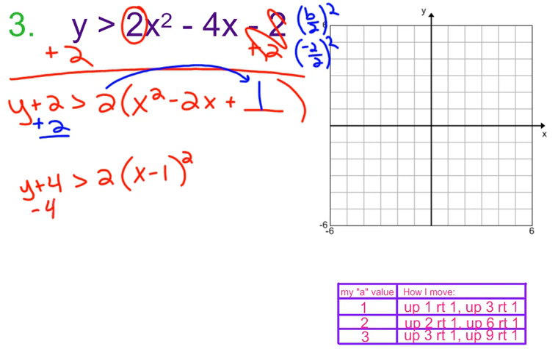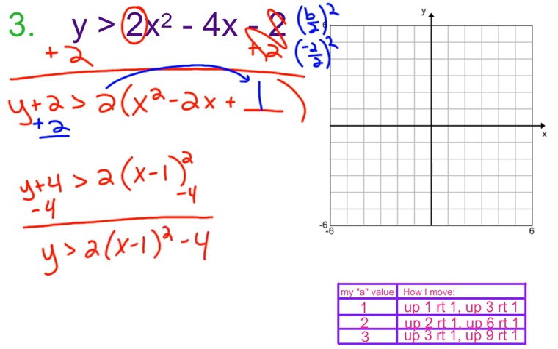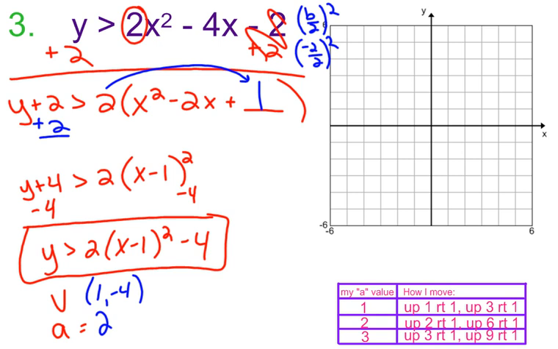I finish by getting my y by itself. I subtract 4 from both sides. So my inequality in vertex form would be y is greater than 2 times the quantity x minus 1 quantity squared minus 4. My vertex then would be 1, negative 4, and my a value is 2. So I go to plot that. I go to 1, negative 4.